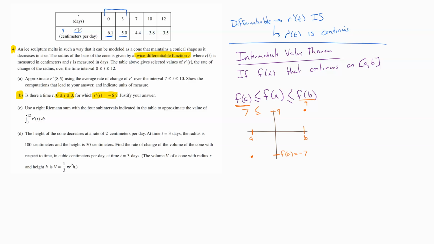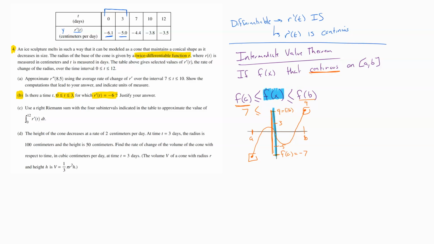Well, what they're telling me is that f of x in between has to equal every value between -7 and 9. Because it's continuous, I can't lift my pencil. There's no way I can draw from this first point down here to this second point without going through every single value between -7 and 9. So does it equal 3? Sure does. Does it equal -5? Sure does. I don't know where it does, but I know that it absolutely has to.